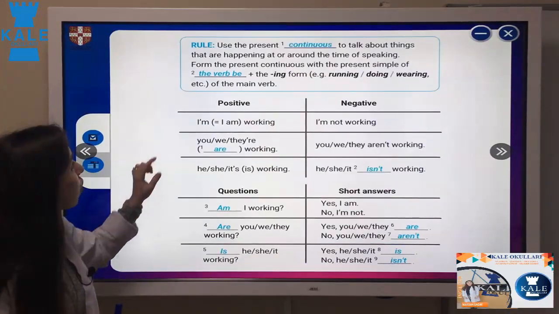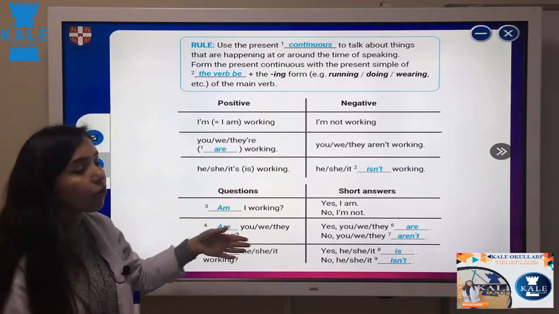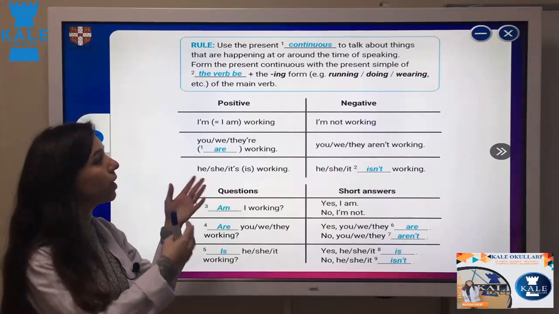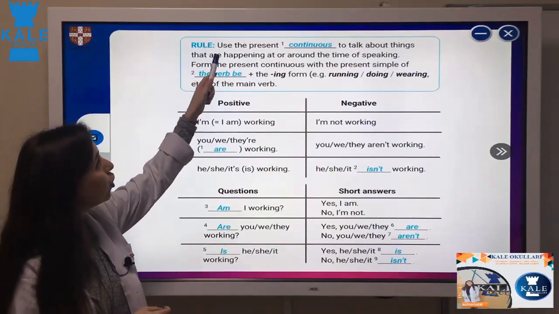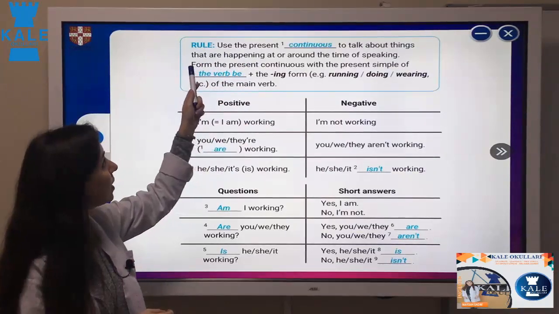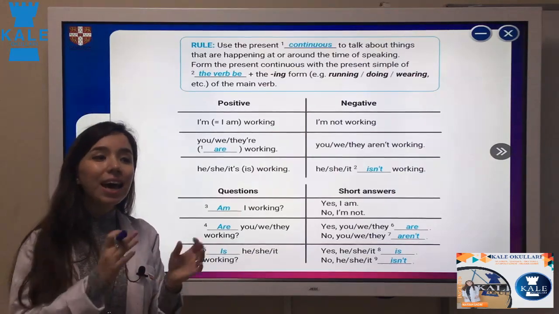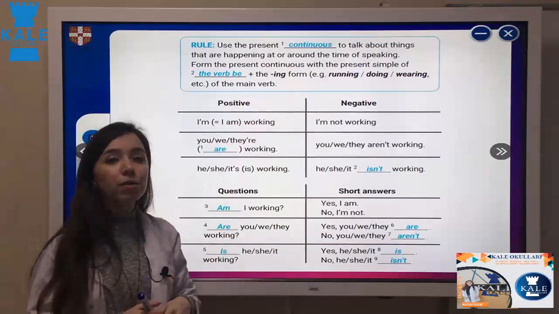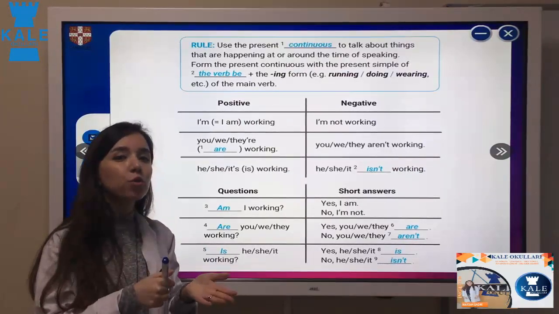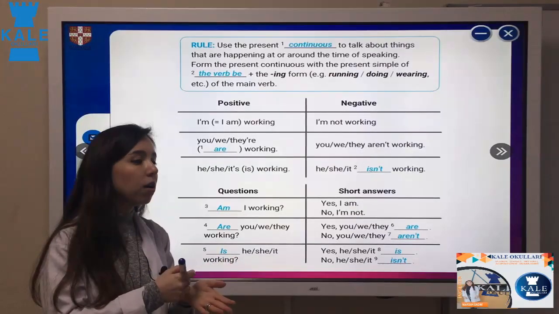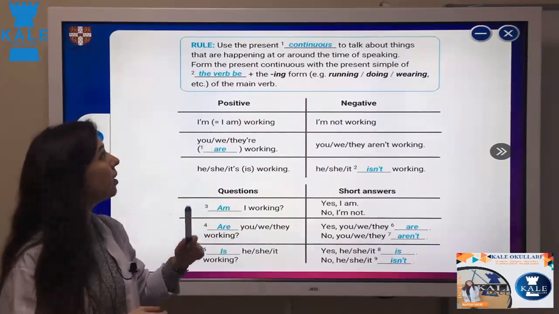Let's check here also. Here also you can check the grammar part. If you want, you can write them on your notebooks. If you can take photos, all of them you can do. This is our rule. Use the present continuous to talk about things that are happening at or around the time of speaking. What does it mean? At or around the time of speaking means when you are speaking, when you are talking with someone. Right now, what are you doing? You are doing something. Yes, you are teaching, you are talking, you are listening to music. Because of that, we use present continuous.